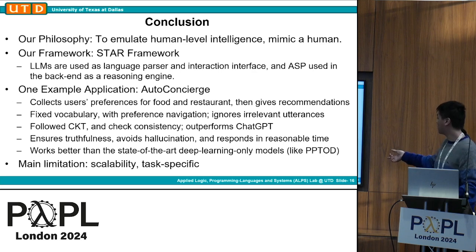Yes, and we compare to the state-of-the-art deep learning only models, and find it's better than that. And one thing I should mention is its main limitation is scalability, because it's only for one specific domain. Otherwise, the vocabulary is really huge, and you cannot process that long vocabulary. Even in ChatGPT's in-context learning, they do not allow you to get this many vocabulary, and also it's task specific.